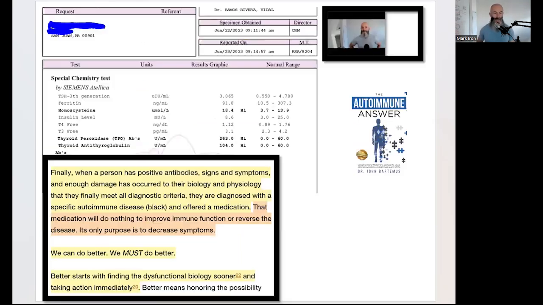So here's a typical lab that we see back when it comes to thyroid antibodies. So you can see here, thyroid peroxidase and thyroid globulins.